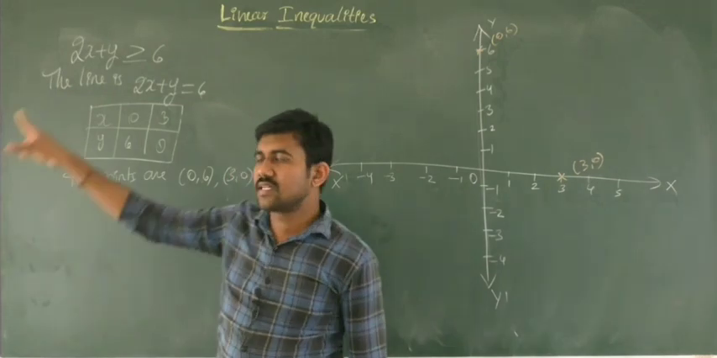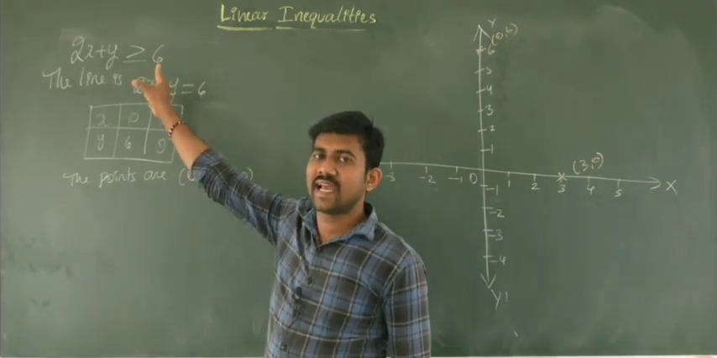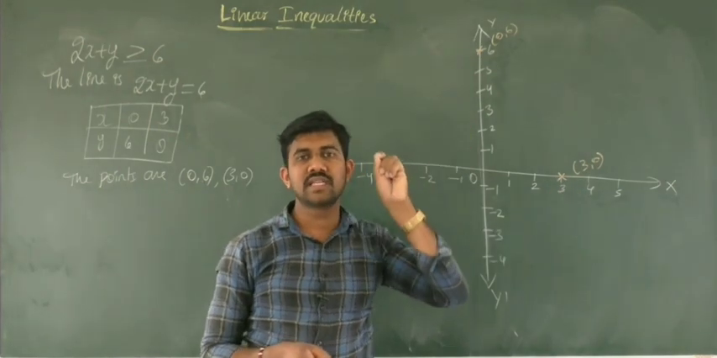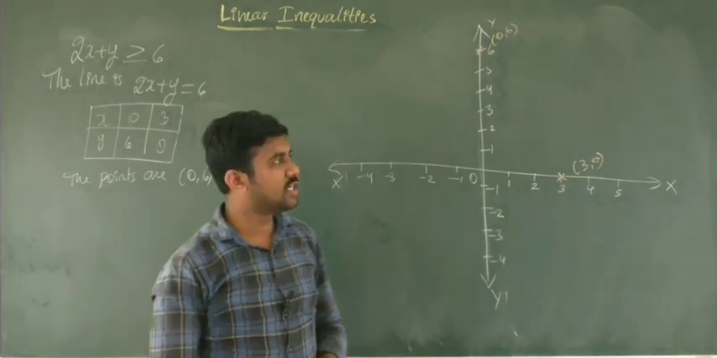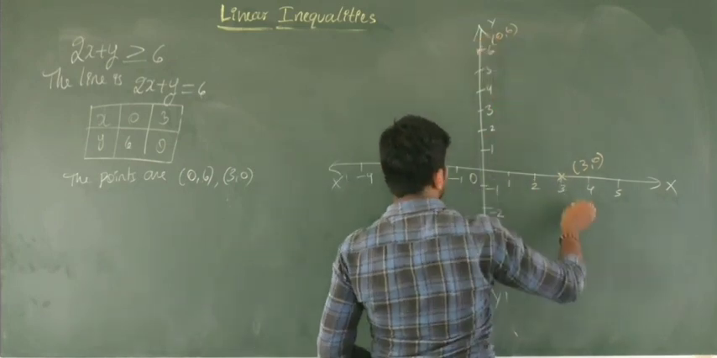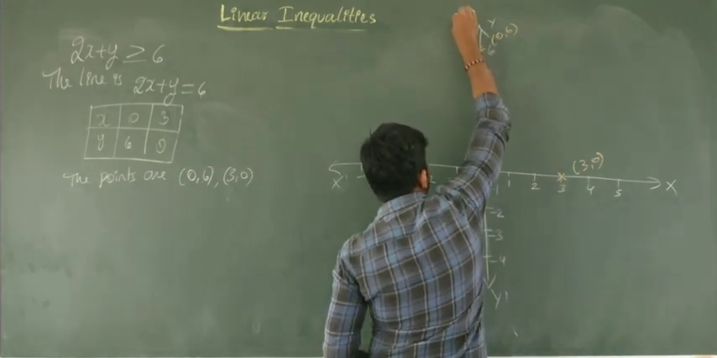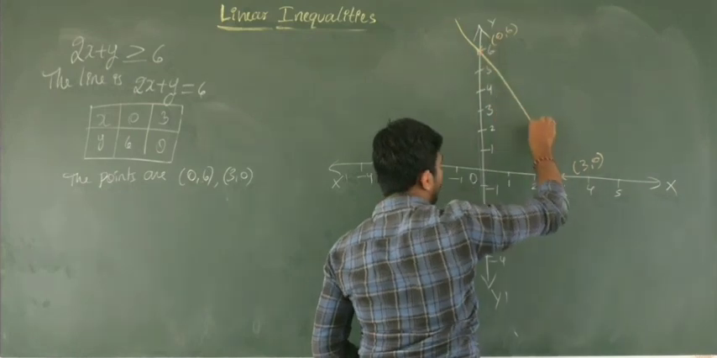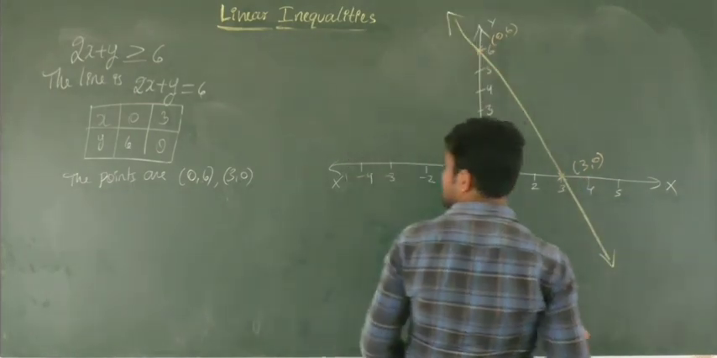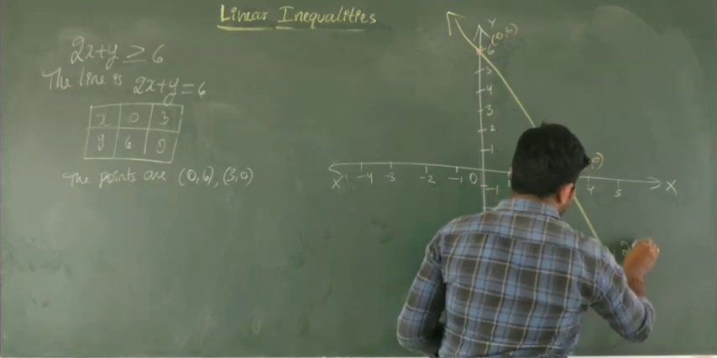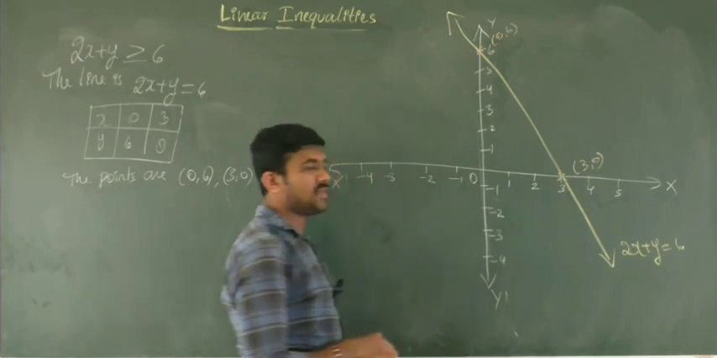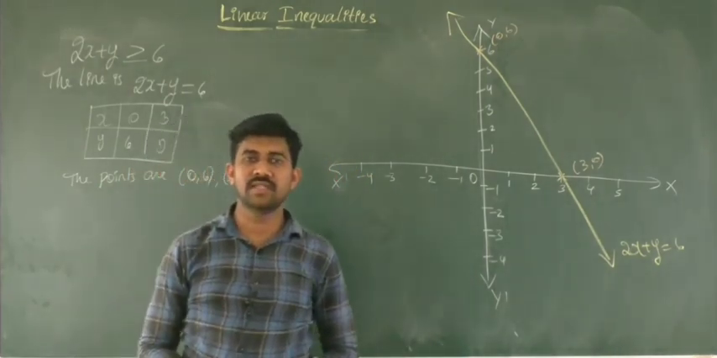Now, since the given inequality is a slack inequality, join the points by using a thick line. So from here to here, join by using a scale. Thick line you have to draw. Okay, so this is a line, and this line is 2x plus y is equal to 6.